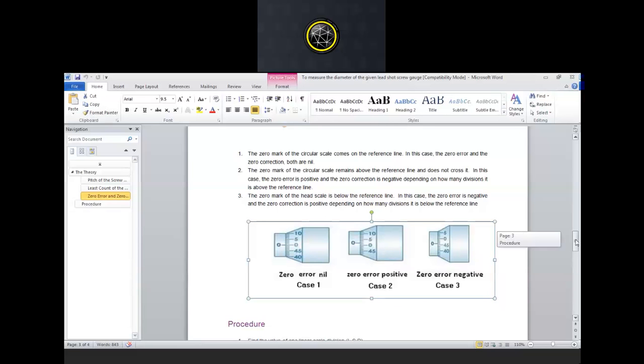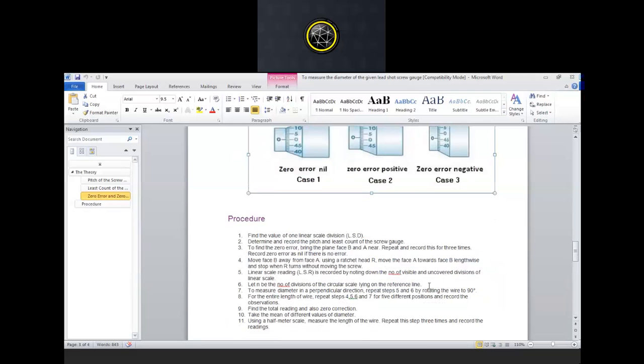Okay, third step is done. Then fourth step, move the phase B away from phase A, which is a Richard head R. Move the phase A towards the B, likewise, and stop when R turns without moving the screw.